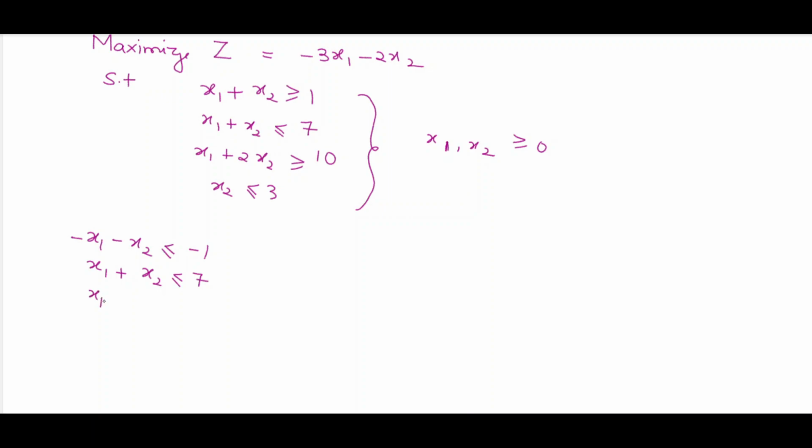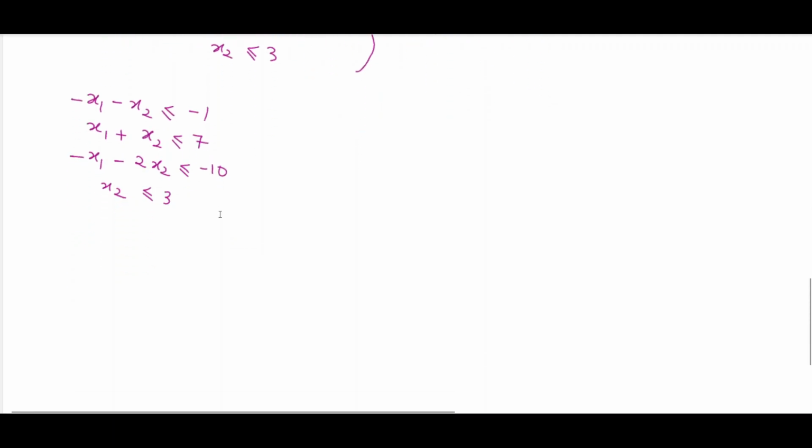Then x1, again it is greater than equal to, so minus x1 minus 2x2 less than equal to -10. Then x2 is okay, x2 less than equal to 3. Now we have converted all the constraints into the form of less than equal to type. Now we will write it as per the usual process for maximization. For a maximization problem, you have to remove this inequality and put an equal symbol, and for that we add slack variables s1, s2, s3 and s4.